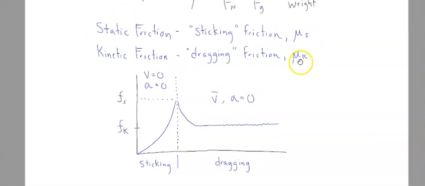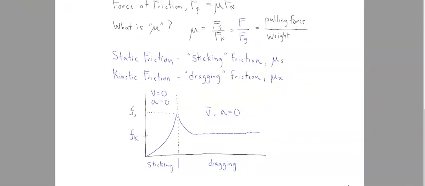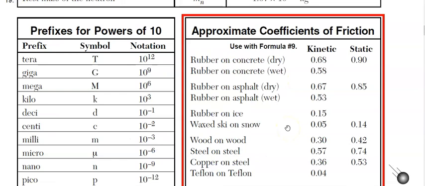Let's take a look at the reference table and see how those are listed. At the bottom of page 1 on the physics reference table, you'll see this chart I have outlined in red, the approximate coefficients of friction. We use these with formula number 9. There are two columns, one for kinetic and one for static, and they are listed for several different materials. For example, rubber on concrete when it's dry, rubber on concrete when it's wet, rubber on asphalt when it's dry, rubber on asphalt when it's wet, etc.